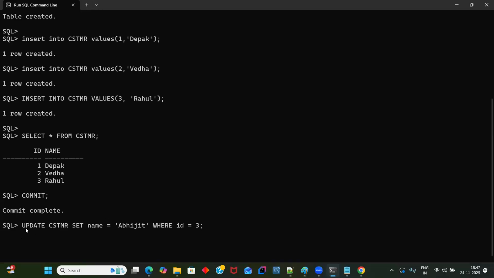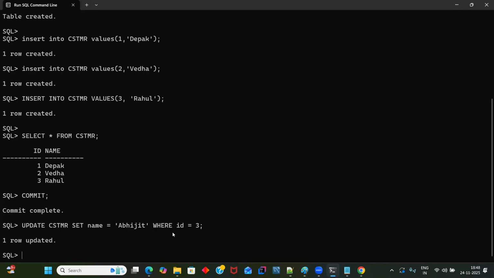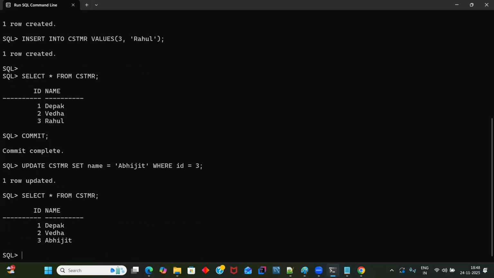Okay. And then I was updating this Rahul name to Abhijit. I was updating the third ID name Rahul to Abhijit. So that is the next operation I was doing. So the row is updated. Now up to here, if you run your select query, you can see your customer table has three rows, with the third row name being Abhijit, correct? So I think up to here it is clear, everyone.